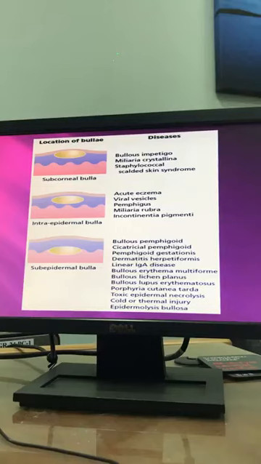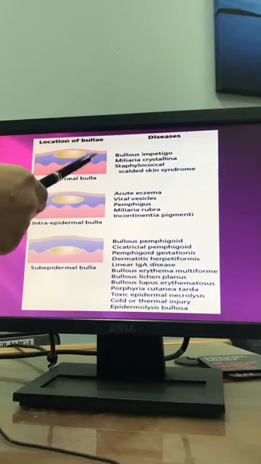While in the subcorneal and the intraepidermal bulla, subcorneal means very superficial, just below the corneal layer in the epidermis, and it is very flaccid or very fragile, while the intraepidermal is within the epidermis, and it is also flaccid.